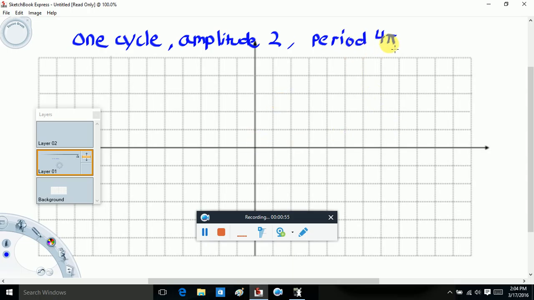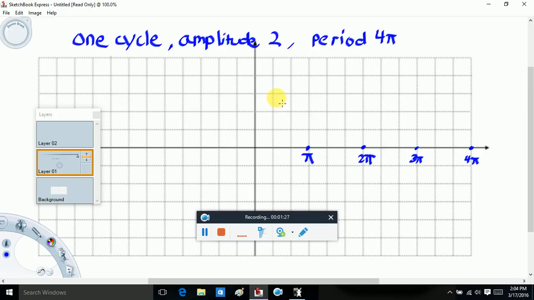We know we're going to have to go all the way out to at least 4 pi. So why don't we define this mark right here as pi. This would be 2 pi. This would be 3 pi. And this would be 4 pi. Okay.